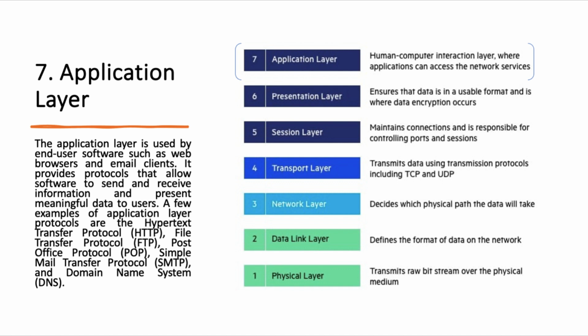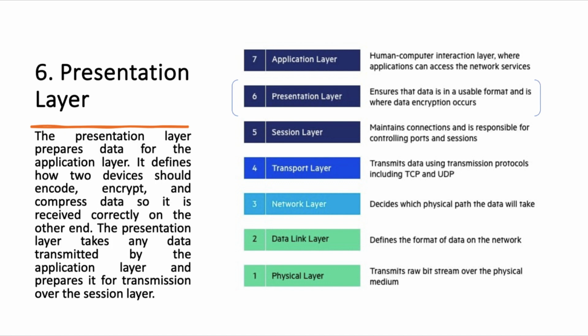The application layer is used by end-user software such as web browsers and email clients. It provides protocols that allow software to send and receive information and present meaningful data to users. A few examples of application layer protocols are the Hypertext Transfer Protocol, HTTP, File Transfer Protocol, FTP, Post Office Protocol, POP, Simple Mail Transfer Protocol, SMTP, and Domain Name System, DNS.